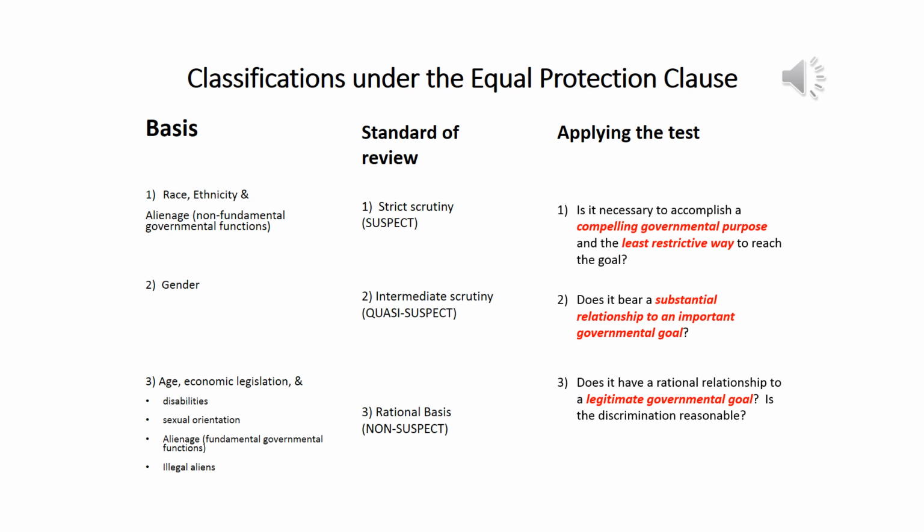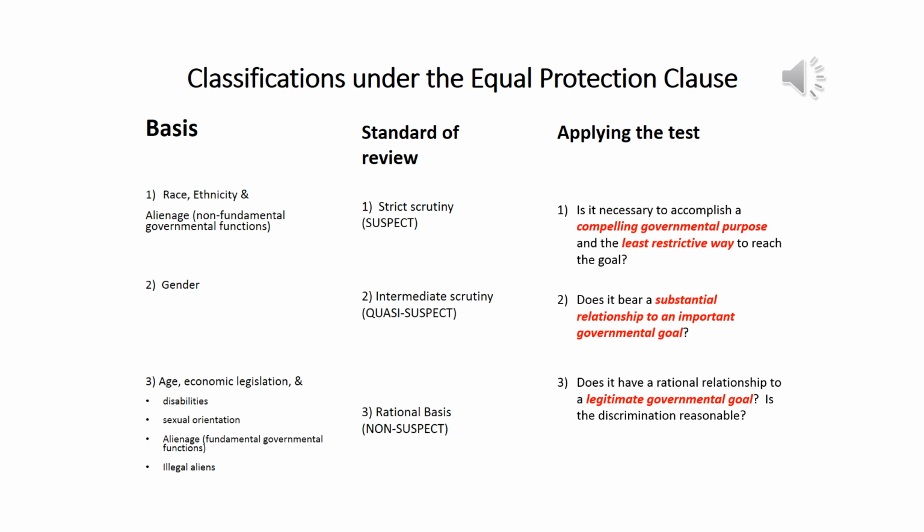So, three tests to use to determine when states can discriminate. If it's going to discriminate based on race or ethnicity, it's almost always struck down based on the strict scrutiny test, because the government has to prove it has a compelling governmental purpose to discriminate, which is difficult, if not impossible, to prove. Affirmative action is the only case where that's been allowed. Intermediate scrutiny: if the government's going to discriminate based on gender, then it has to prove that discrimination has a substantial relationship to an important governmental goal. Sometimes that type of discrimination will be allowed, sometimes it won't.